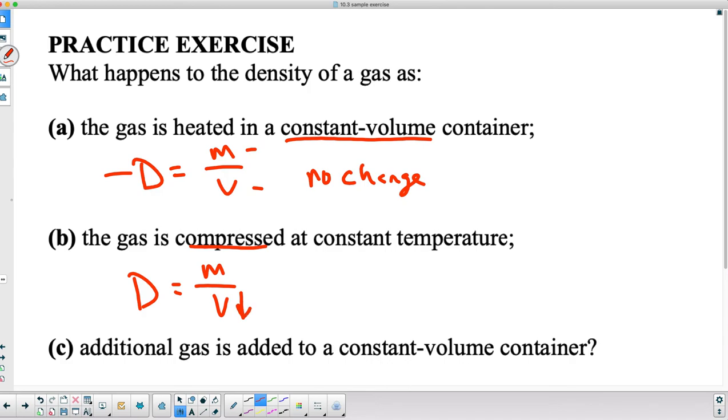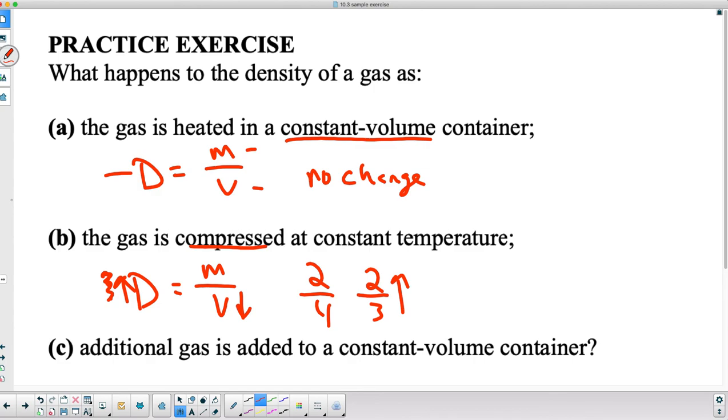If volume goes down, then what happens to density? That's my question. Does it increase or decrease? Say you have something like 2 over 4, and I decrease the bottom number by 1, 2 over 3. Which number is bigger? Obviously the 2/3 is bigger than the 2/4. So that means that density actually increases when we decrease the volume. Density of the gas increases.